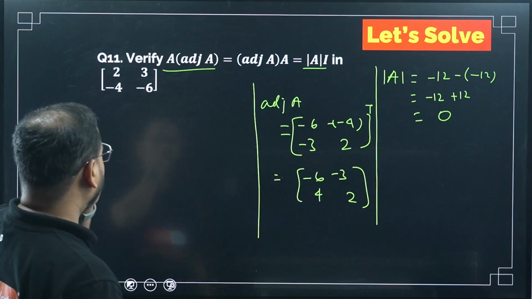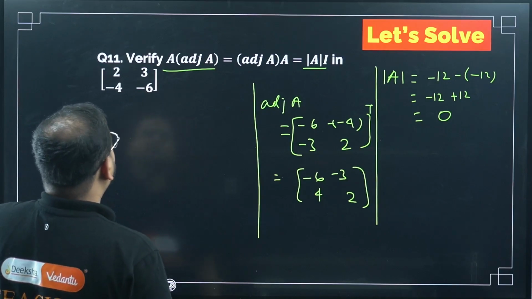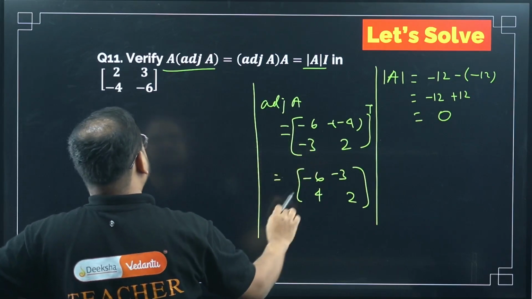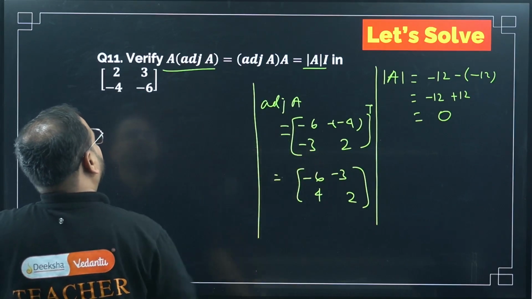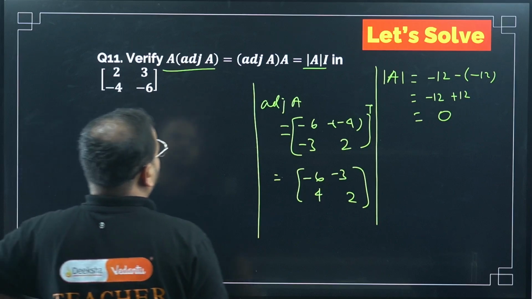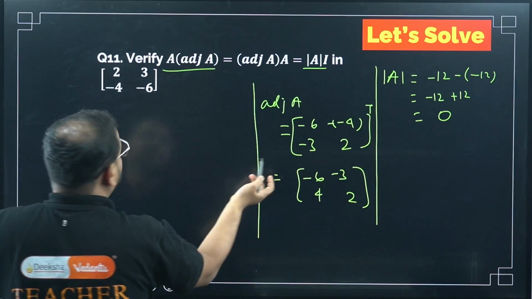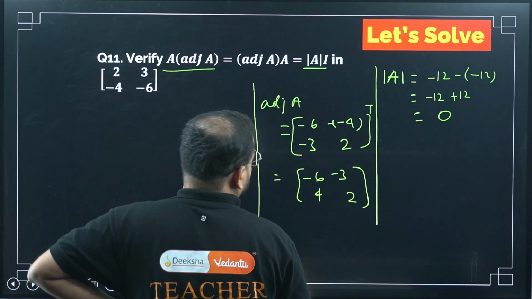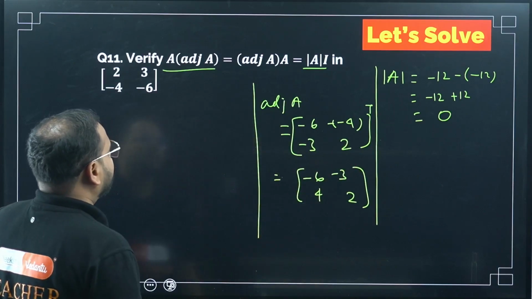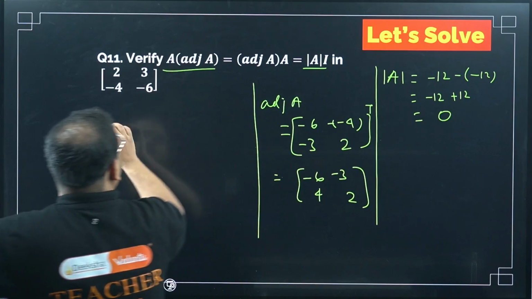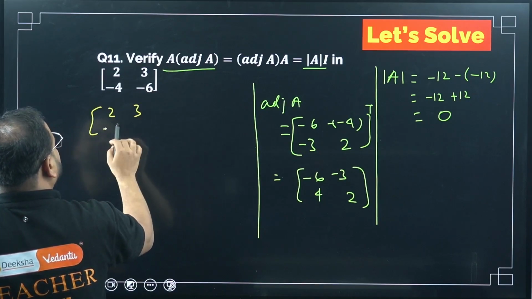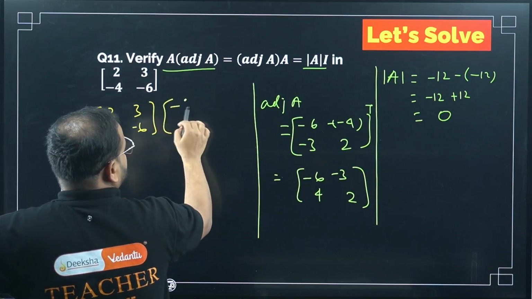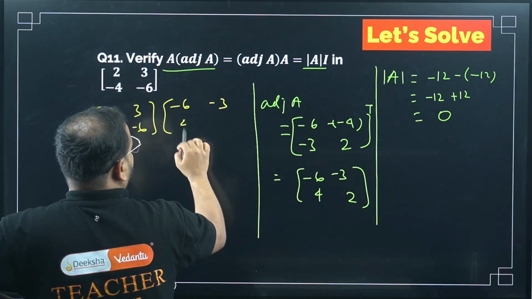So adjoint of A is going to be, for 2 you'll have minus 6, for 3 you'll have minus 4, so minus 4 is positive. For minus 4 you'll have 3, so minus 3, correct. For this it will be simply 2. Transpose you take 6, 2, this is plus 4, that is minus 3. This is correct. What about A? So we are multiplying A with adjoint A. So I'll write 2, 3, minus 4 and minus 6. I'll multiply this with minus 6, minus 3, 4 and 2.